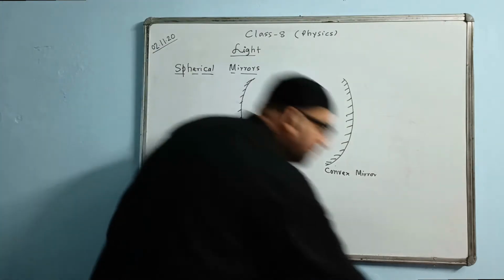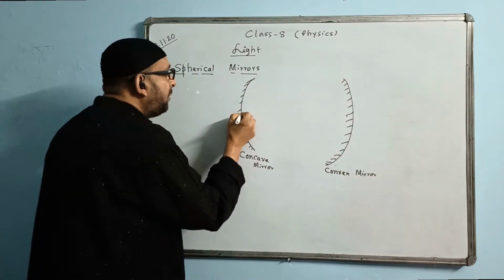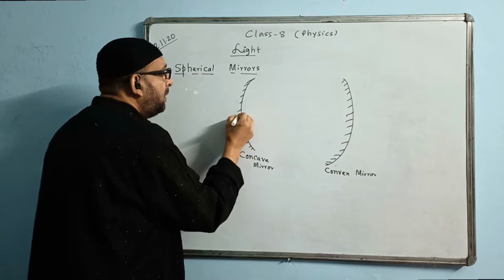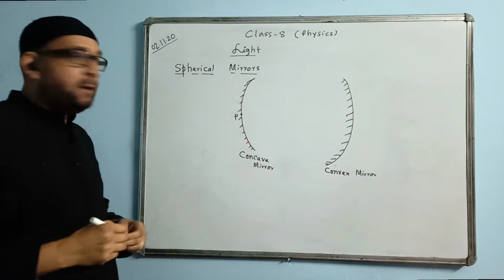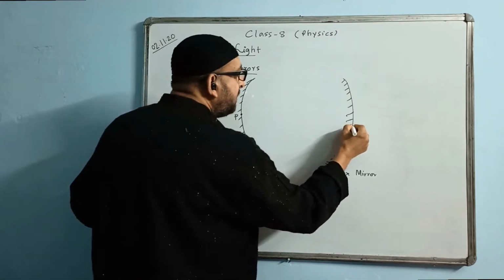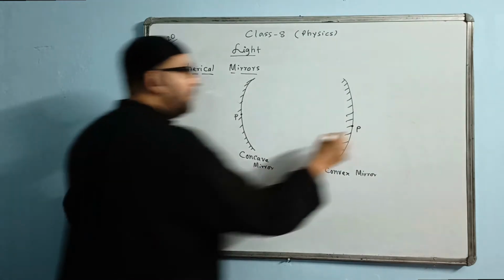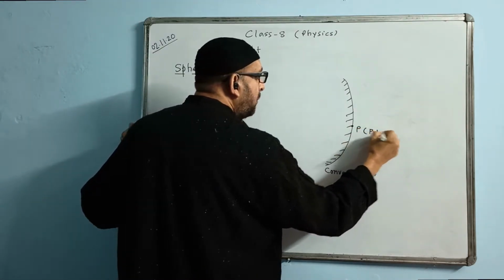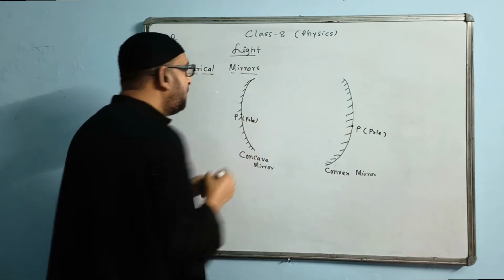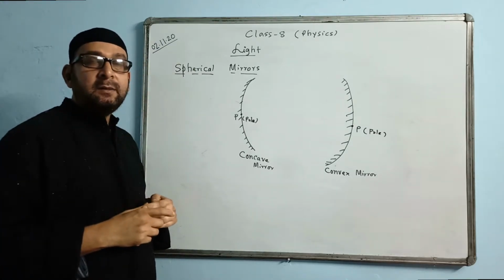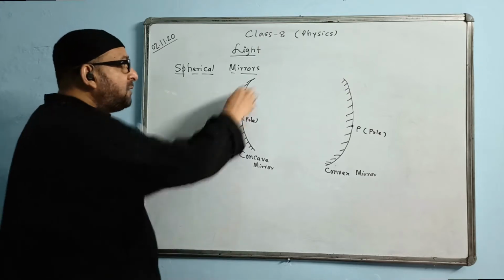In any kind of spherical mirror, we have the midpoint of the mirror. This midpoint is called the pole, denoted by P. What is the pole of the mirror? It is the midpoint of the mirror, or we can say the midpoint of the aperture of the mirror. Aperture is the size of the mirror.